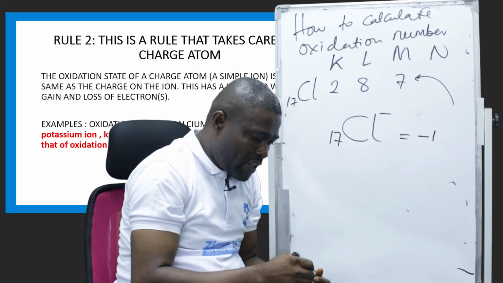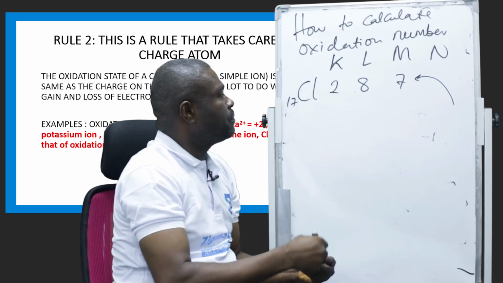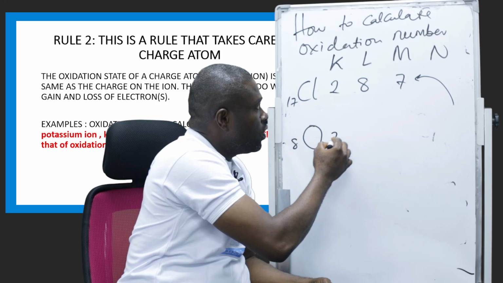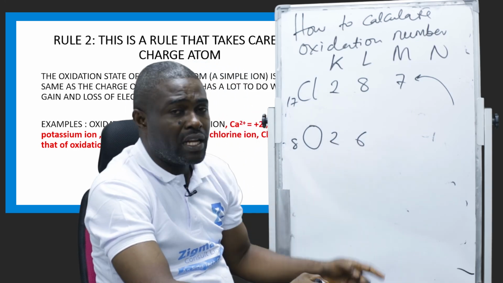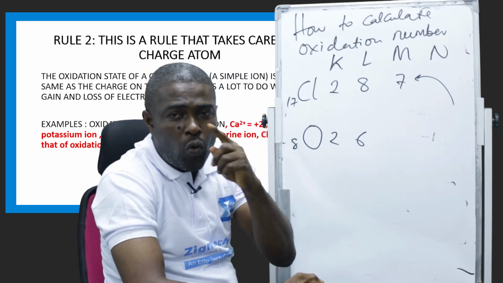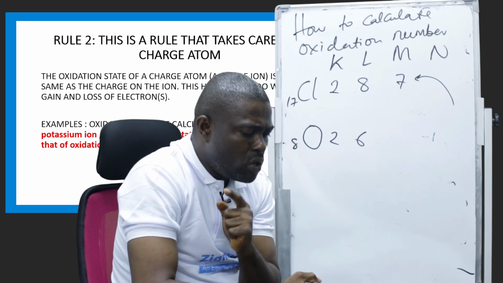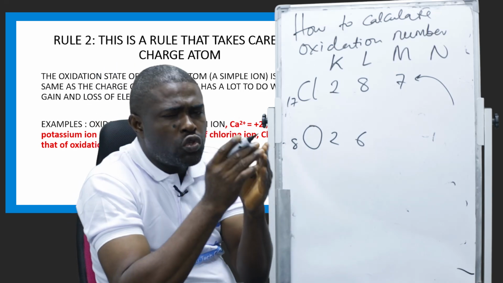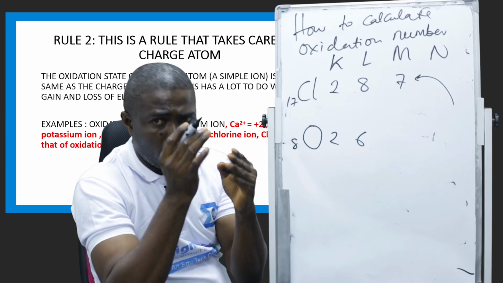Okay. What of that of oxygen? Oxygen is atomic number 8. Is oxygen 8? Let's go. I have 2 in the K shell and I have 6. How many electrons do we have in the last shell? 6. More than 4. Once the last shell contains more than 4 electrons, you should expect that element to gain rather than to lose.